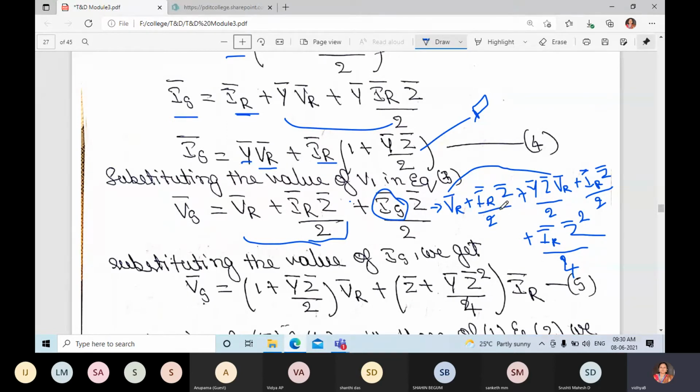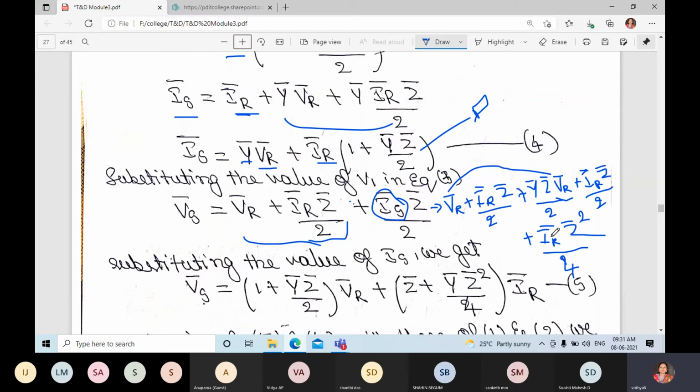VR vector plus IR vector Z vector divided by 2 plus Y vector Z vector VR vector divided by 2 plus IR vector Z vector divided by 2. When you substitute the Is value, what you will get? Here Y vector, VR vector, Z vector divided by 2. That is what I have written here. And next case is IR into 1, Z vector divided by 2, so IR Z vector divided by 2. Next IR into Y Z vector divided by 2 and here also divided by 2.